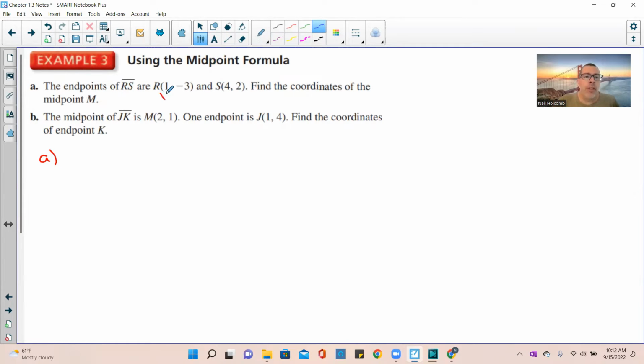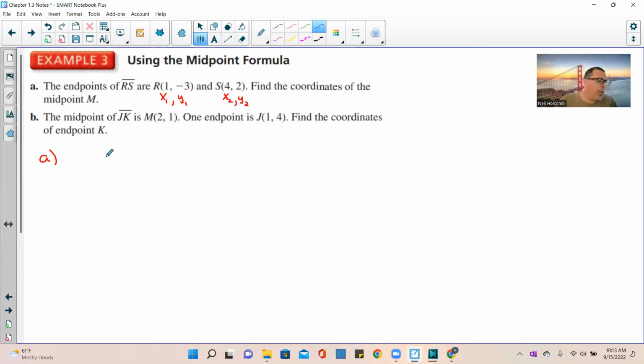I'm going to label this x sub 1, and this one is going to be y sub 1. In other words, the x value from the first term, the y value from the first term. This is going to be x sub 2, and I'm saying sub, it's a subscript, x sub 2, comma, y sub 2. Those are my values.